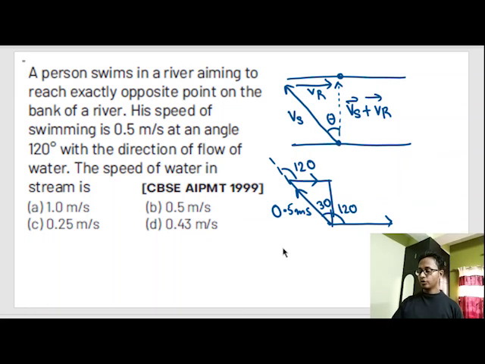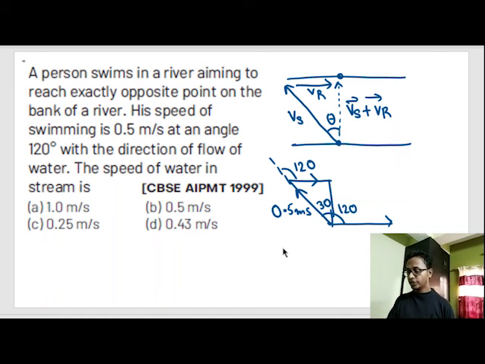Okay, so the horizontal component of the swimmer's velocity should be exactly equal to the velocity of the river in the opposite direction, so that he cancels out the velocity of the river.